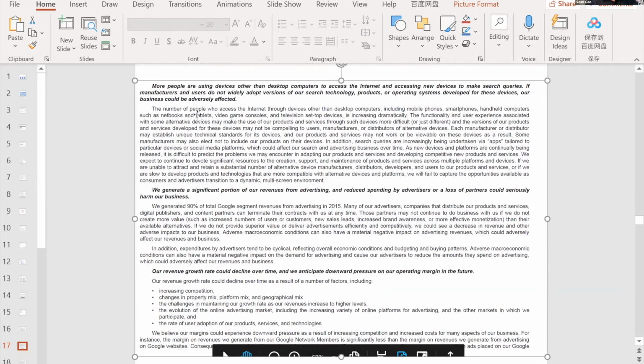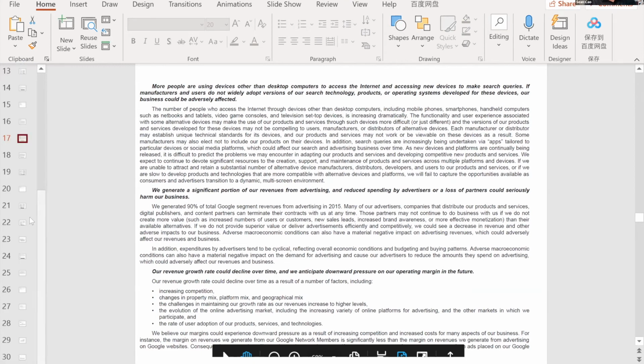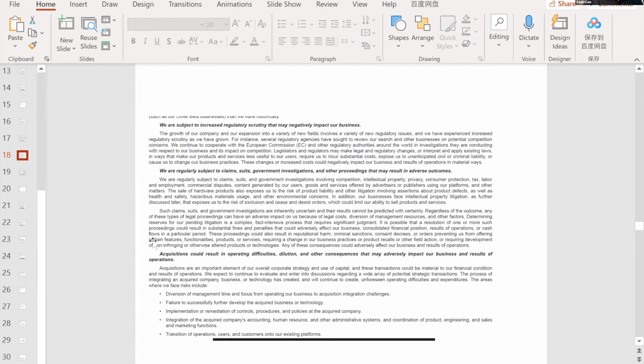So let's look at more examples of that. Let's keep moving. Okay. We are subject to increased regulatory scrutiny that may negatively impact our business. We are regularly subject to claims, lawsuits, and government investigations. Acquisitions could result in operating difficulties, dilutions, and other consequences that may adversely impact our business and the results of operations. So these are different risks now.